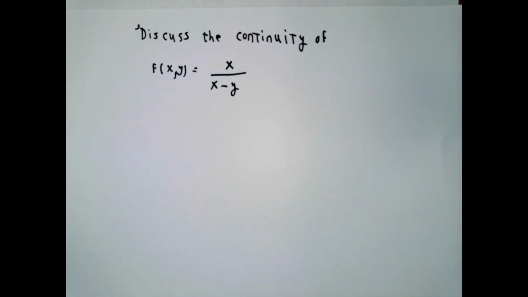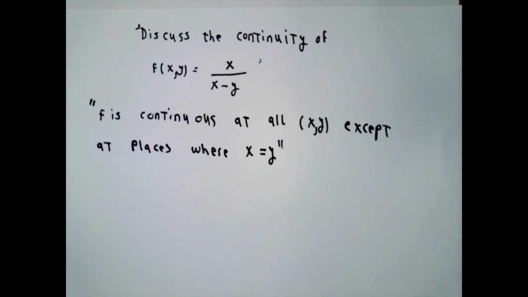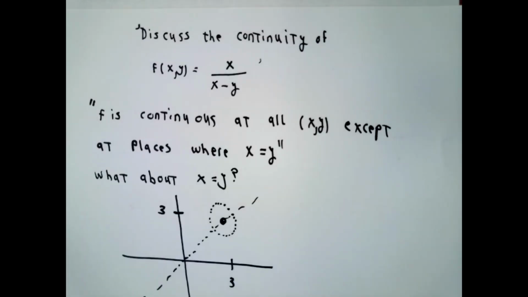As a typical example of this sort of thing, let's discuss the continuity of the function f of x and y equals x divided by x minus y. Since this is a rational function, a ratio of two polynomials, the only possible places where it can be non-continuous would be places where the denominator is equal to 0. So I can say definitely that f is continuous at all (x, y), except places where the x and the y coordinates are the same.